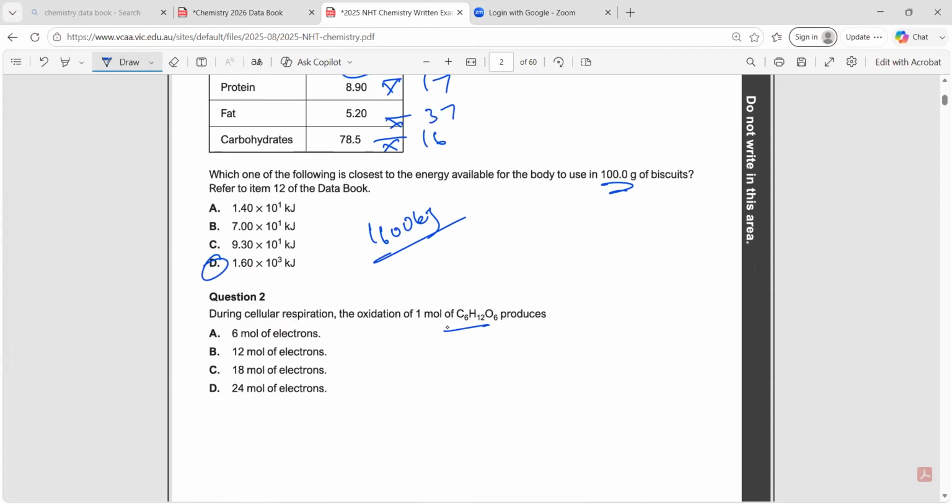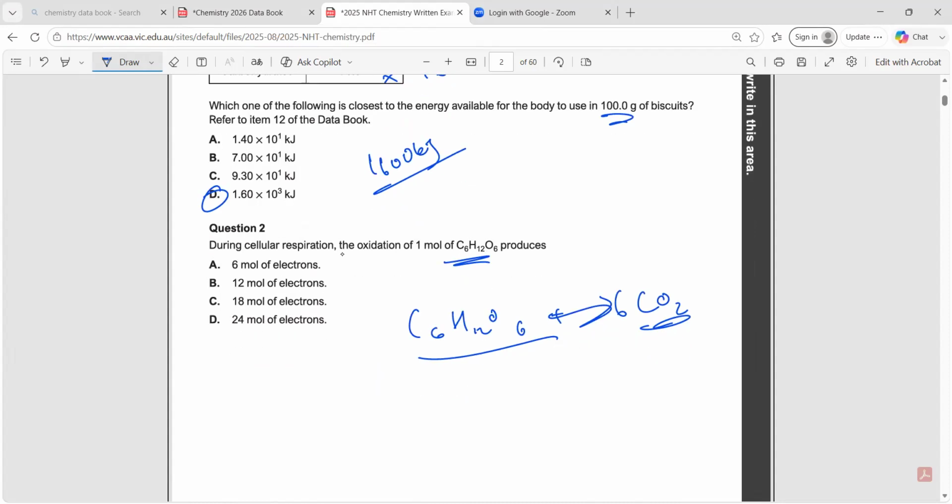Cool. 1 mole of C6H12O6. Is there any easier way we can do this? There probably is. The easiest way to do this is, during cellular respiration, the oxidation of 1 mole of glucose produces how many electrons? The easiest way is to figure out the oxidation numbers in glucose and in carbon dioxide, right? In carbon dioxide, carbon is in its most oxidized form, so that's when glucose has been fully oxidized.